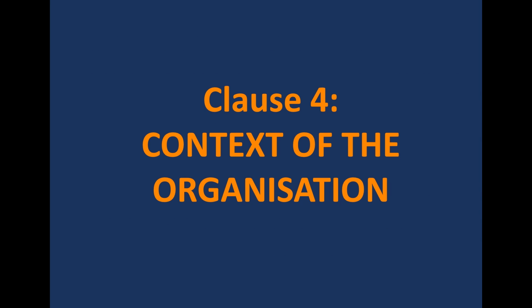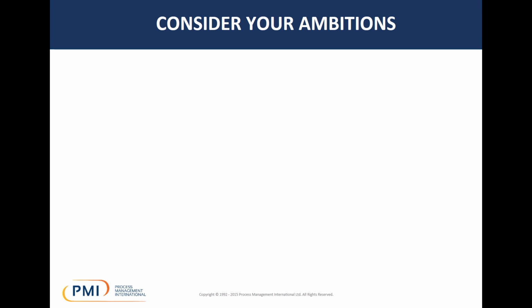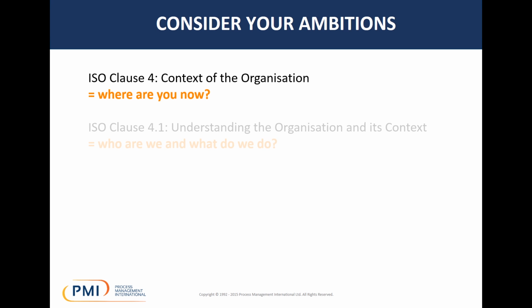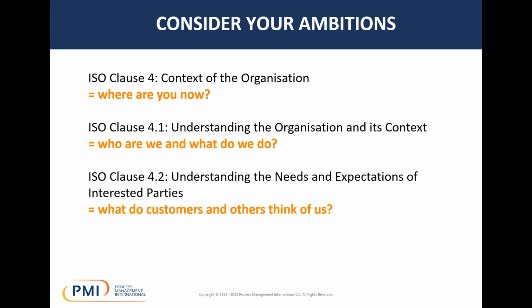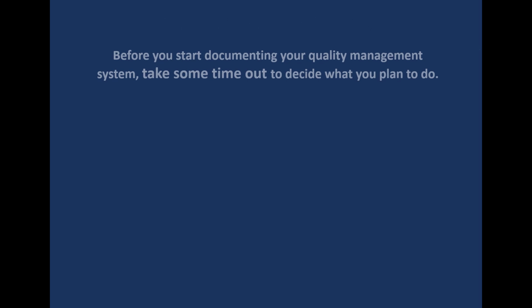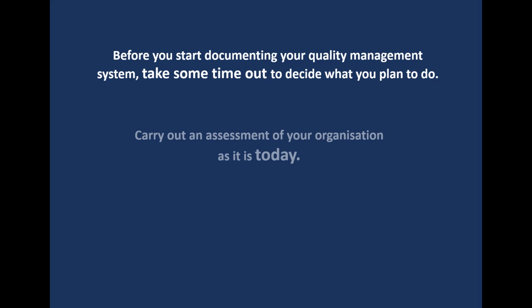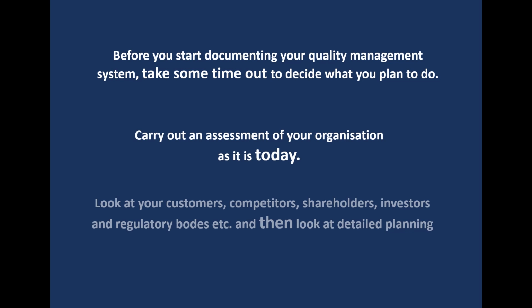Context of the organisation is a brand new clause that requires organisations to understand where they are now, who they are, what they do, and importantly, what their customers think of them. So before you start documenting your quality management system, take some time out to decide what you plan to do. Look at your customers and other interested parties, and only then think about the detailed planning of what you're going to do next.